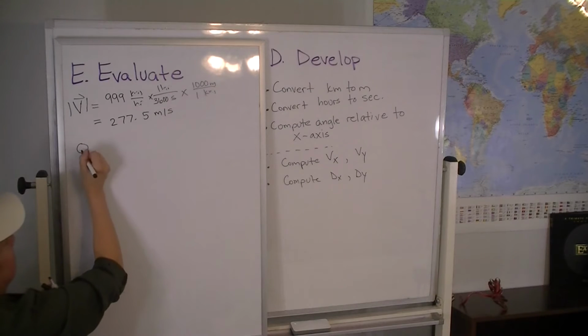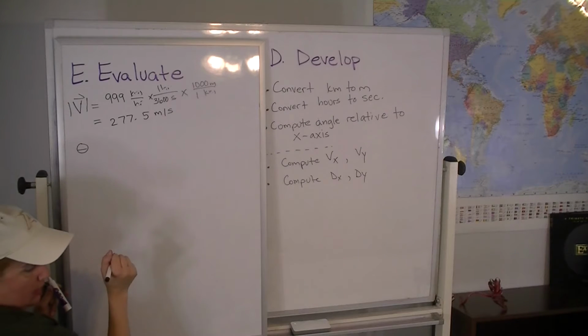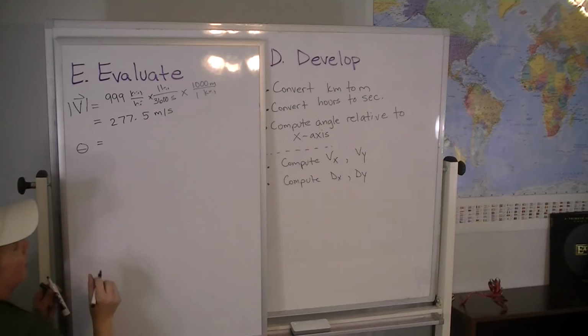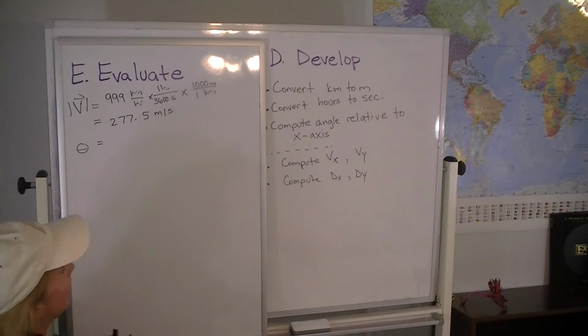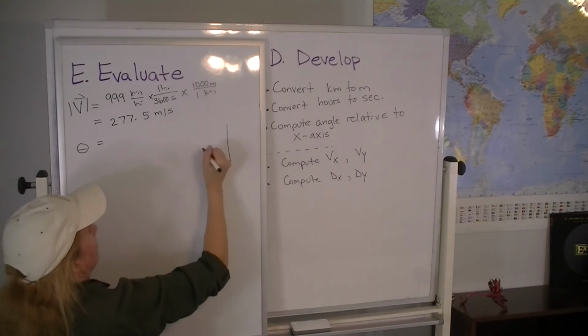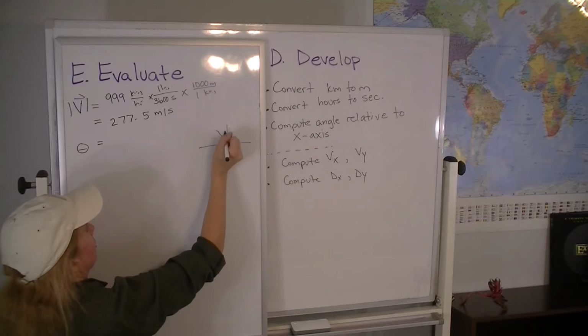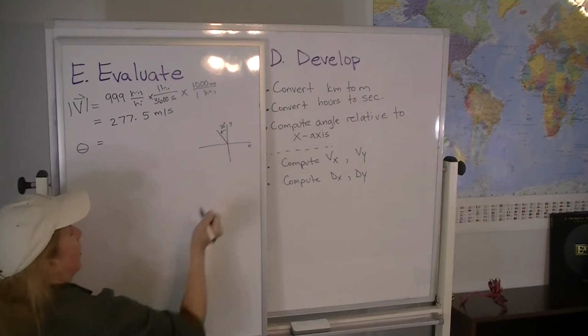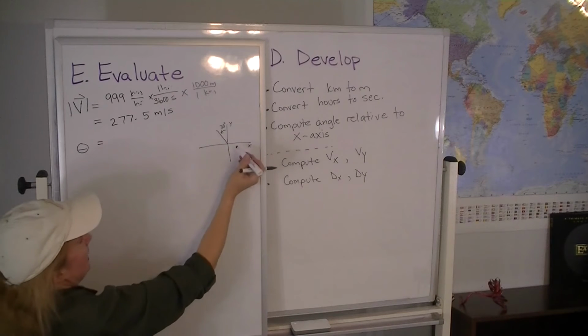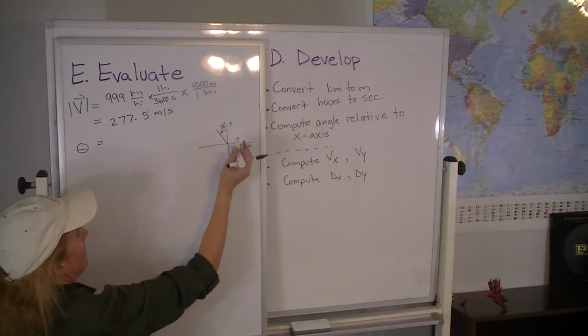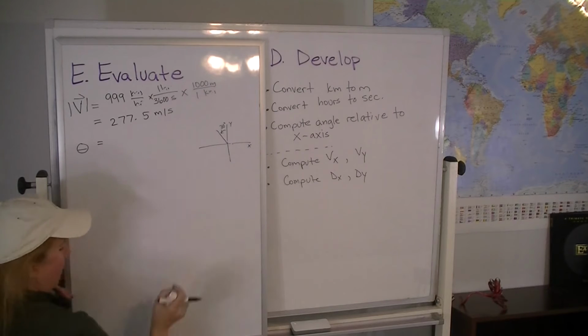Now, similarly, the angle is going to be expressed relative to the x-axis. And let's remind ourselves of our picture here. The angle was 30 degrees with respect to that y-axis. But we need it with respect to the x-axis, so we need to add this 90-degree angle. My purple pen doesn't want to work.